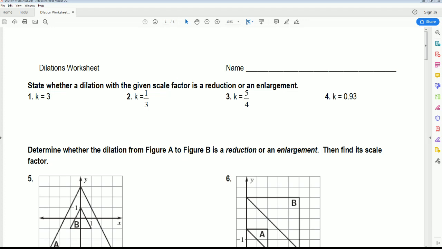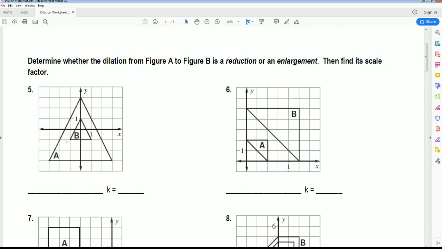Alright, welcome to a special edition. This is not the homework solution, but this is going to be going over the worksheet solution that we did in class. Some of you struggled and some of you asked if I would make a video on this. Okay, so it's on the dilation worksheet.